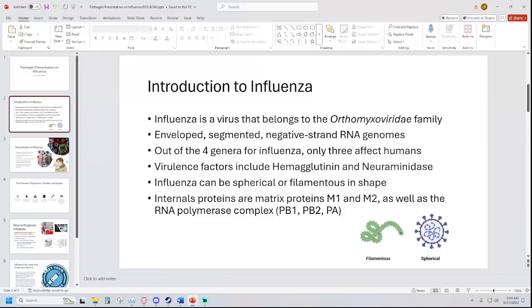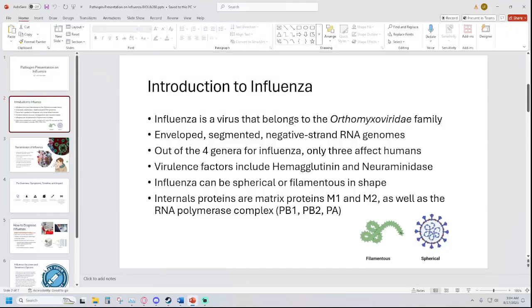Let's start with a basic introduction to influenza. Influenza is a virus that belongs to the Orthomyxoviridae family. It is enveloped, meaning that it has a lipid bilayer around it. It is segmented, which means that its genetic material is divided, and it has negative-strand RNA genomes, which means that it first must be transcribed into mRNA by RNA-dependent RNA polymerase, otherwise known as an RdRp, that the virion carries in it to replicate, which actively spreads the virus throughout us.